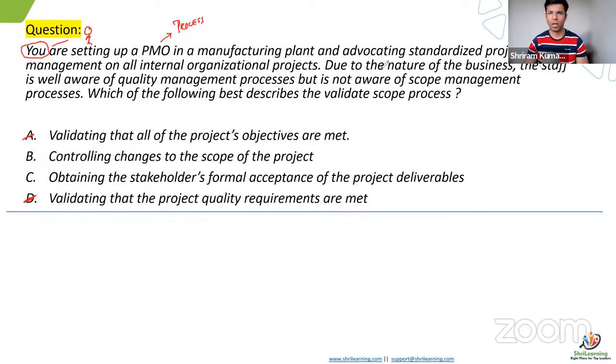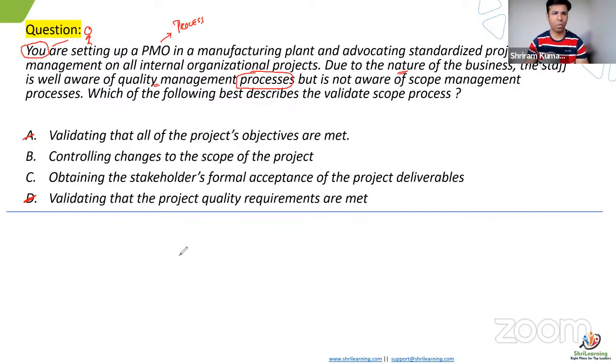Very good. Due to the nature of the business, the staff is well aware of the quality management process, but not aware of the scope management process. One set of people are pretty aware of what to do in quality management, such as setting up the standards, checking and verifying, and coming up with answers. These are very clear. But when it comes to scope management, they are not much clear. Now the question is moving forward: which of the following best describes?